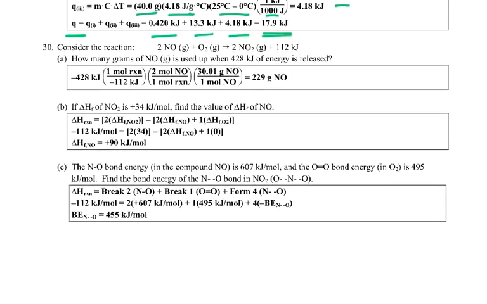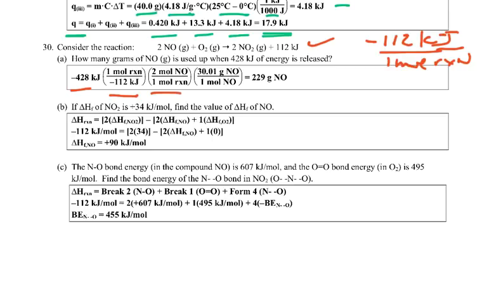For question 30, how many grams of NO is used up when 428 kilojoules of energy is released? Given here in the problem, we have that 112, which is really the delta H. It's going to be a conversion, and it says that there's a negative 112 kilojoules every time this reaction goes as written. So we're going to use this negative 112 kilojoules per mole of reaction. We start off here with the 428 kilojoules of energy released, negative 428. Here we use our conversion, negative 112 kilojoules per mole of reaction.